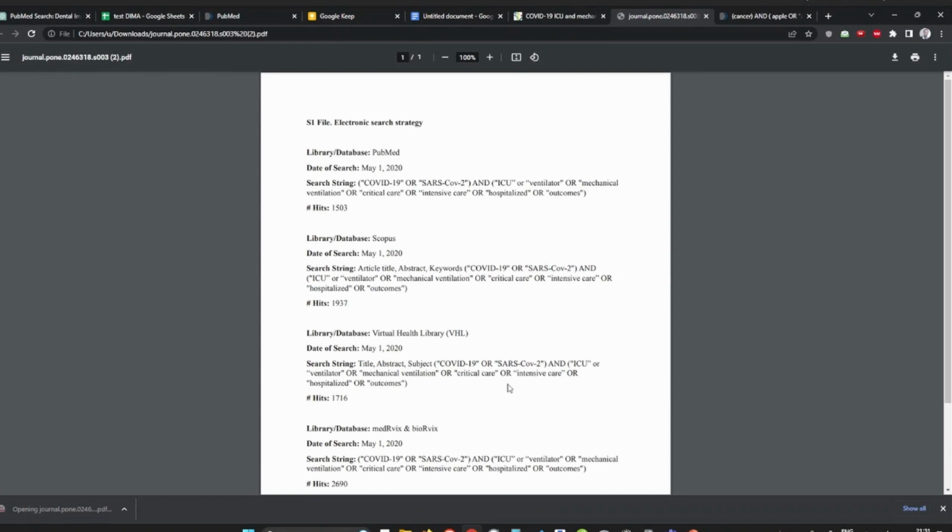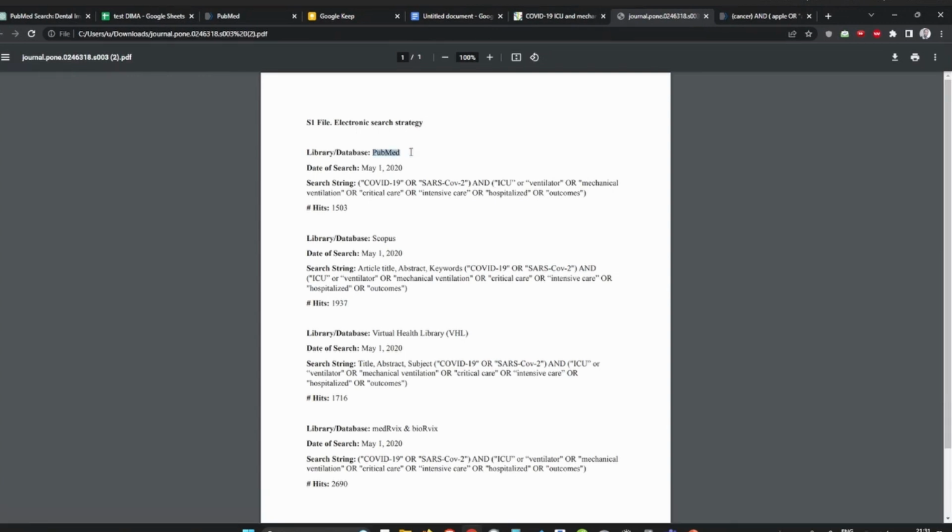Here's the search strategy. Their first database was PubMed. This is the search string that they developed, the search strategy, the net that they have developed. It's the same thing. SARS-CoV-2, and they're talking about the population first and the outcome. They're combining the population with the outcome. Same thing they've done with Scopus, and the same thing with the other databases.